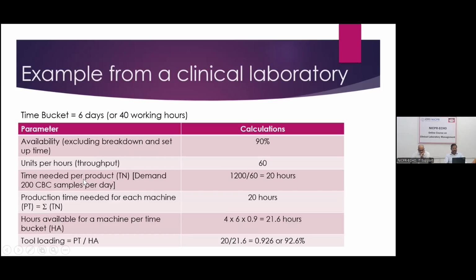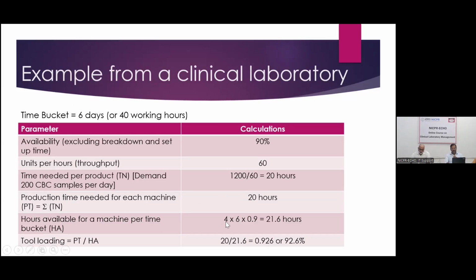So the time needed per product, that is TN, with a demand of 200 CBC samples per day is 1200 divided by 60, or 20 hours. So this is the time which we need. Then production time needed for each machine is 20 hours, and hours available for a machine per time bucket is 4. Time bucket here is 6 days.